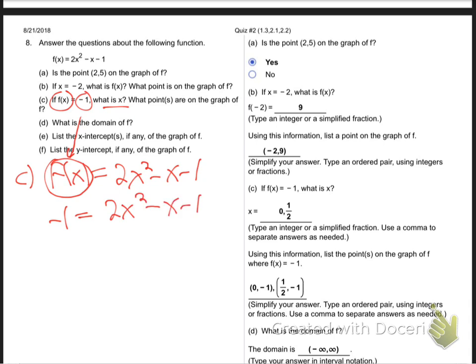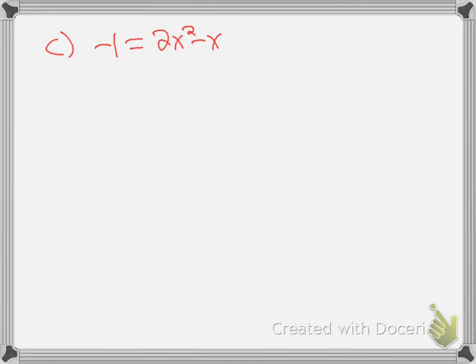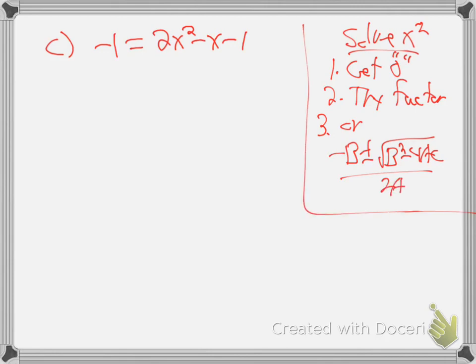So I just replaced the whole left side by negative 1. And so I have an x squared equation to solve. How do I solve that x squared equation? Well, we just did it on one of the earlier quiz questions. Let me bring it to a fresh screen. So for part C now, we have negative 1 equals 2x squared minus x minus 1. How do we solve x squared? Step 1, get a 0. Step 2, you can try to factor if you're a good factorer. Step 3, or you can use the quadratic formula, negative b plus or minus square root of b squared minus 4ac all over 2a.